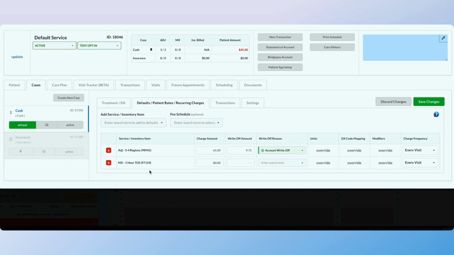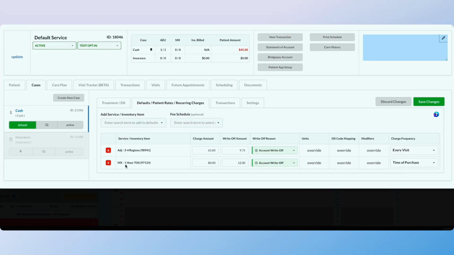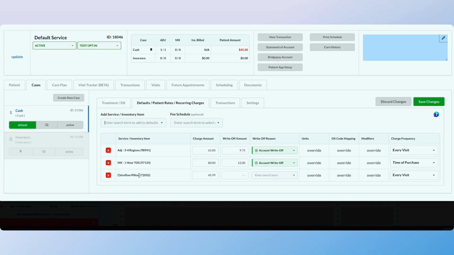Her care plan also included 12 massages that she gets a 15% off discount. So I would apply the write-off amount and the reason, but I would set the massage service to time of purchase. She does not get a massage every time she comes in, and so I want to notate that this is time of purchase so that whenever she comes in for her massage appointments and the doctor or front desk manually adds that massage charge to her ledger, it will automatically pull the write-off amount and the write-off reason. She's also receiving a ChiroFlow pillow as part of her care plan, which she receives a discount.